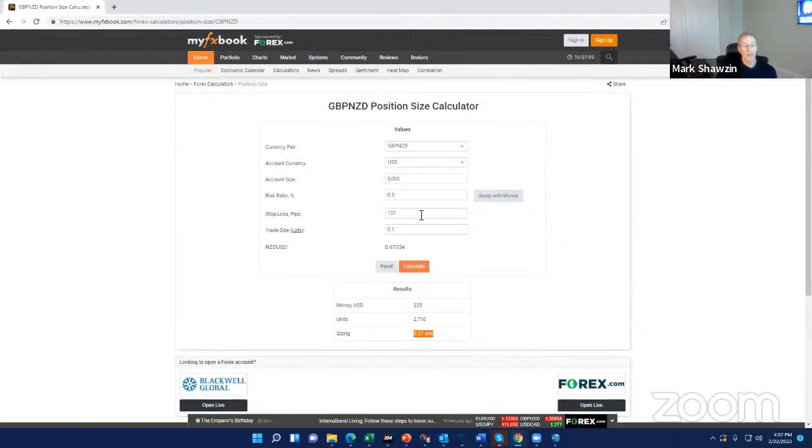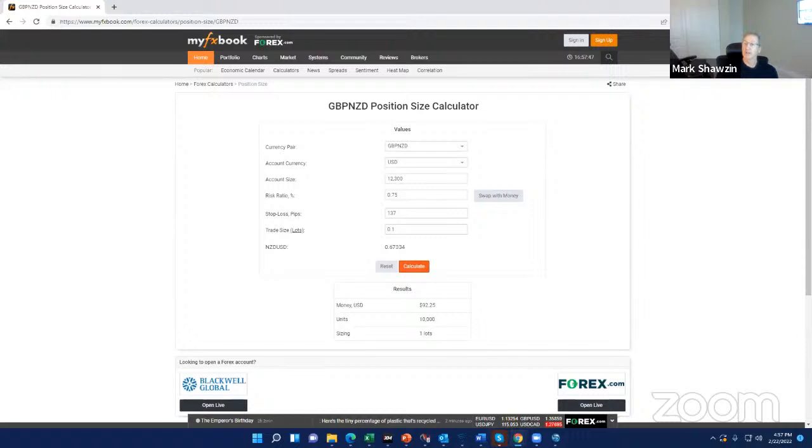And even if you get wiped out on a 137 pip stop loss, all you're going to do is lose $25 of your $5,000 account. And you'll live to fight another day. So you can play around with these things. You want to go a little bit bigger. You want to go to 0.75. You hit the calculate button, and now you can do 0.41. If you've got a little bit more in your account, you get the idea. It will tell you how to play around with this. So this is the risk calculator.